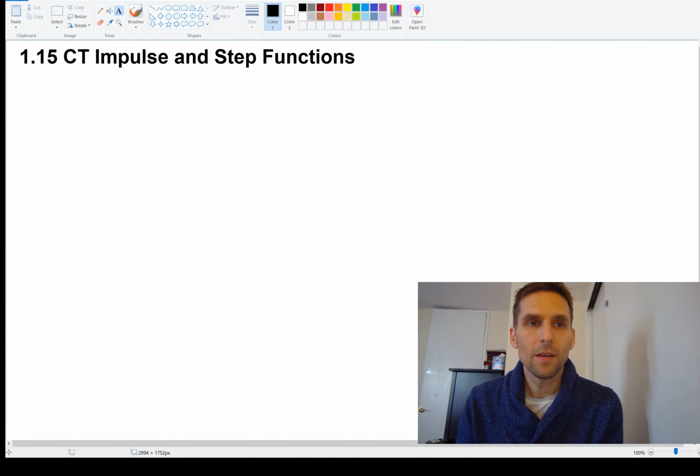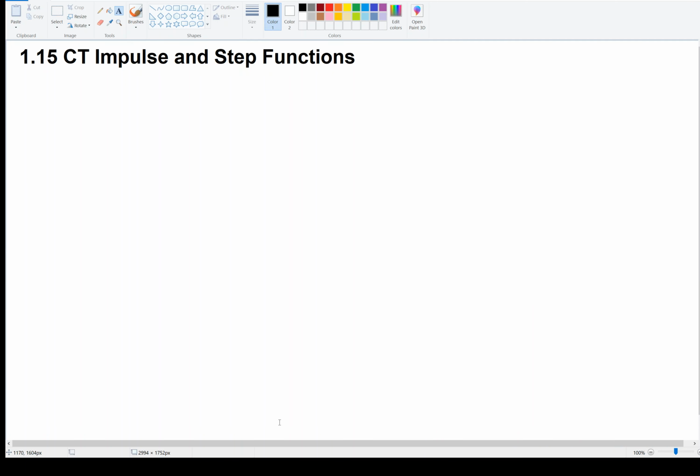Hi, welcome back. In the last video, we saw two new functions, the impulse and the step, in discrete time. In this video, we're going to look at those guys, but in continuous time. So we want to know, how can we take what we just learned in discrete time and find out what the analogous properties are in continuous time? So let's have a look.